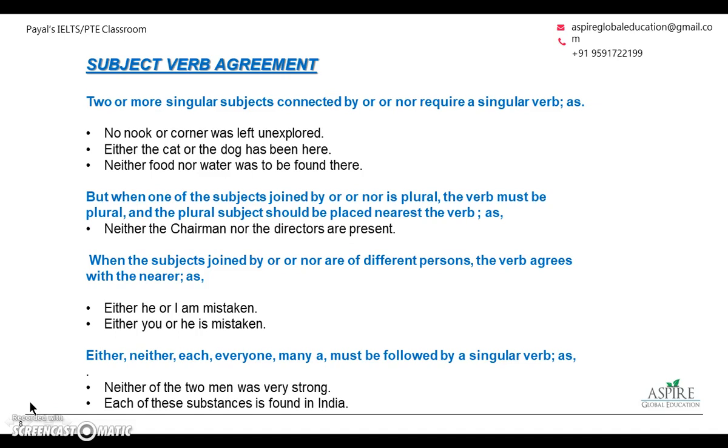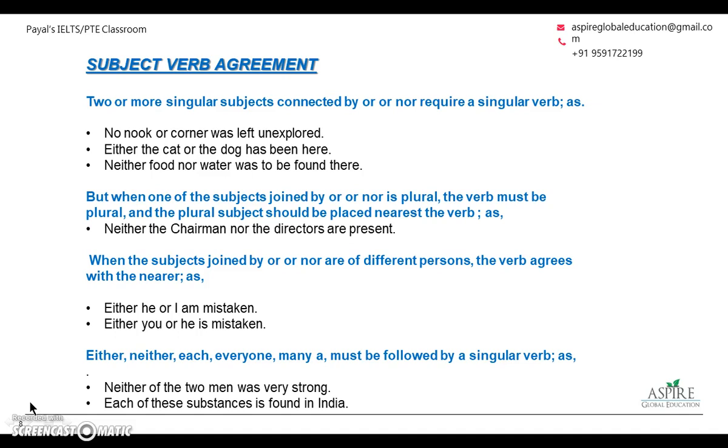Okay, now in this case, when you have two subjects with "either or" or "neither nor", if both are singular, your verb is also going to be singular. But if one of them is plural, then your verb is going to be plural, especially if it is closest to the verb, if it is just before the verb.